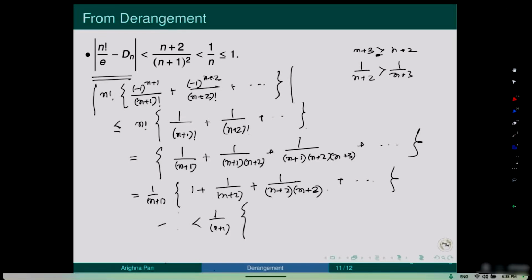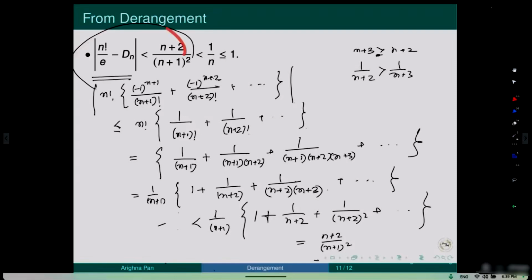n plus 1, and in this part it will be 1 by n plus 2, then next will be 1 by n plus 2 whole square, and clearly it is a GP series, right? With a common ratio which is less than 1. So if I apply the formula for summation of a GP series, it will clearly give n plus 2 over n plus 1 whole square. So the first part of the inequality is done. It is very easy, right?